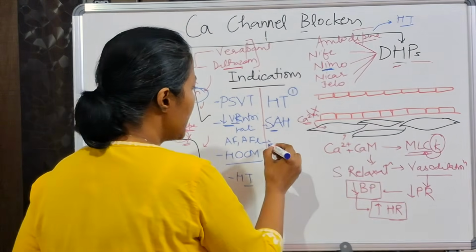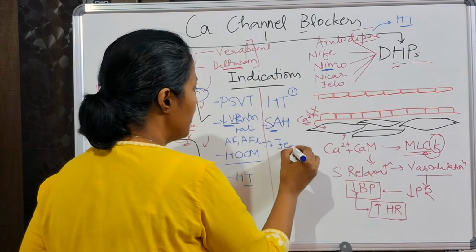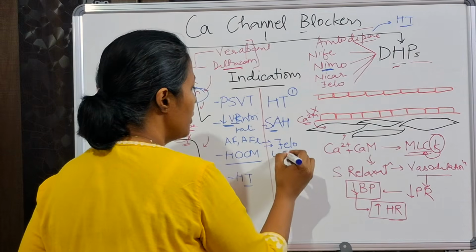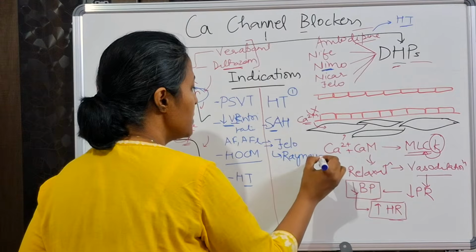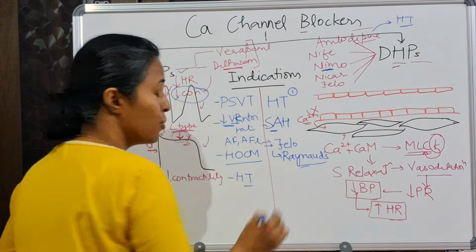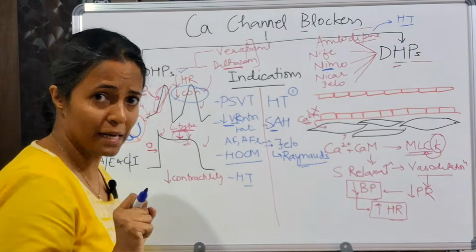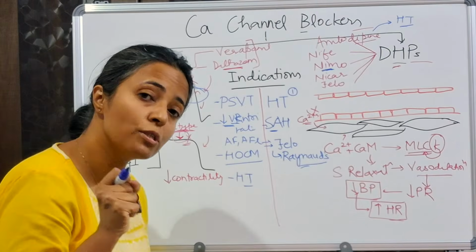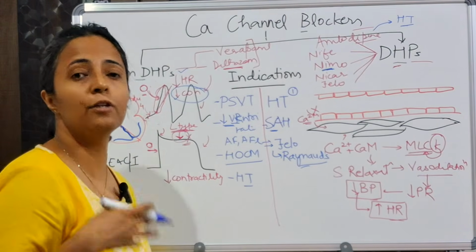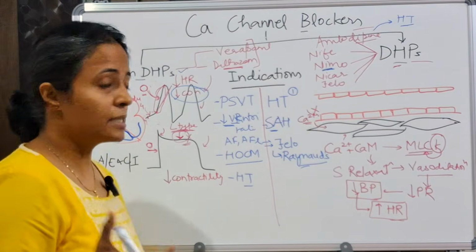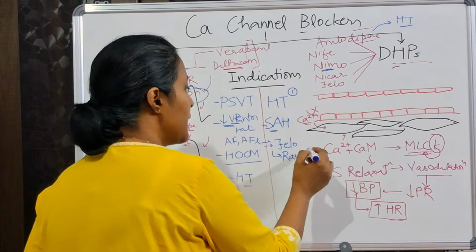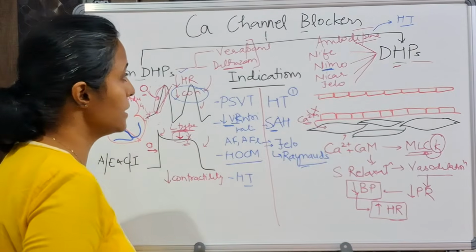Then we have felodipine. Felodipine has been approved for Raynaud's phenomena. In Raynaud's phenomena, what happens? When there is exposure to cold, there is vasospasm. Vasospasm can be so severe that it can lead to ischemia, ultimately cyanosis, because there is a decrease in the blood supply. So felodipine has been approved for Raynaud's disease, right?